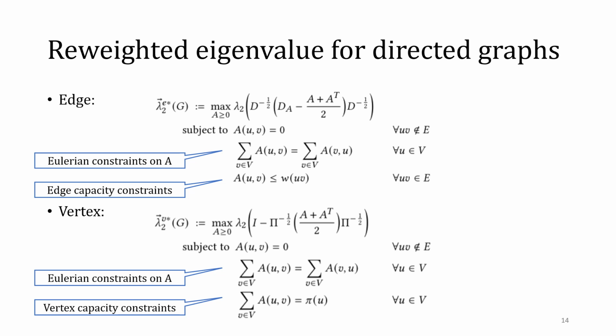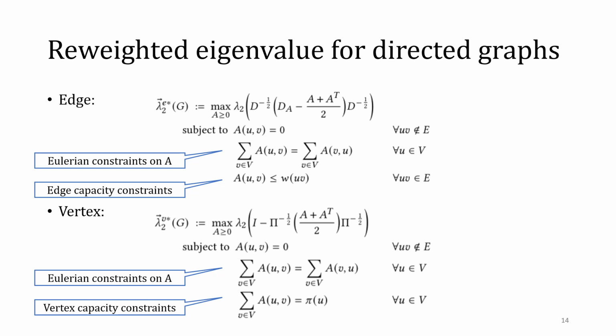So that's how we arrived at this reweighted eigenvalue for directed graphs. For the edge-weighted case, we have this lambda 2 E star. So we're maximizing a Laplacian. Here, (A plus A transpose) over 2, because A is the Eulerian reweighting, and (A plus A transpose) divided by 2 is the undirection operation, so to speak.